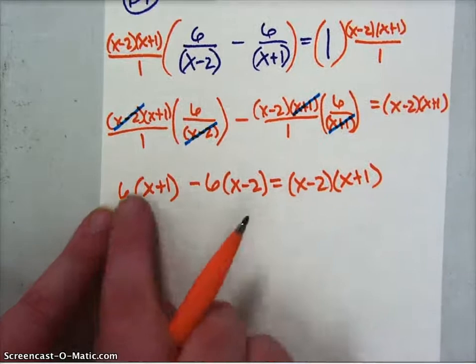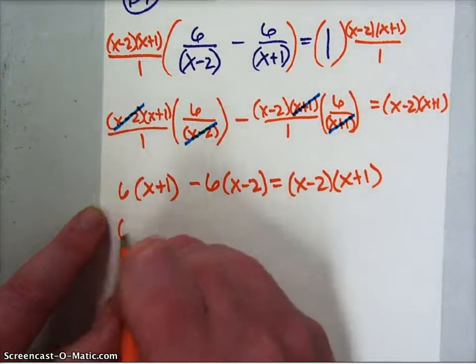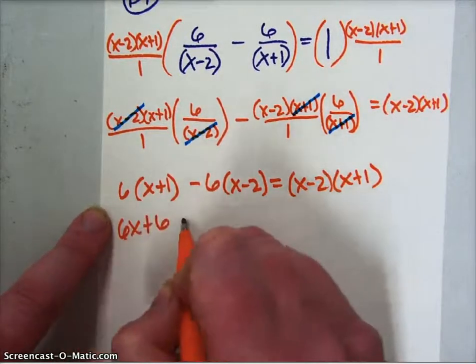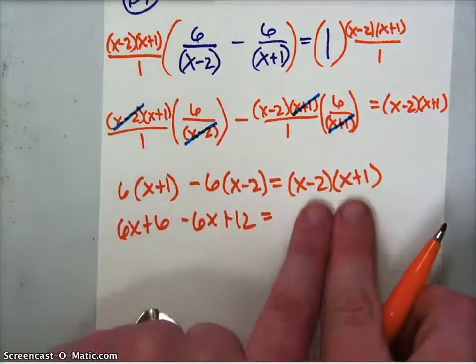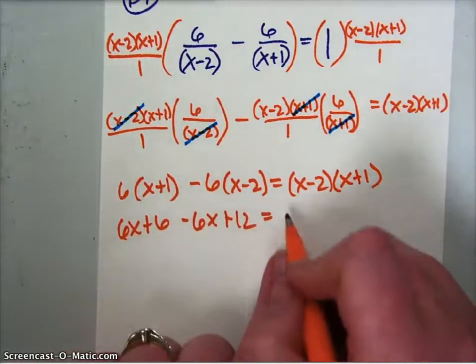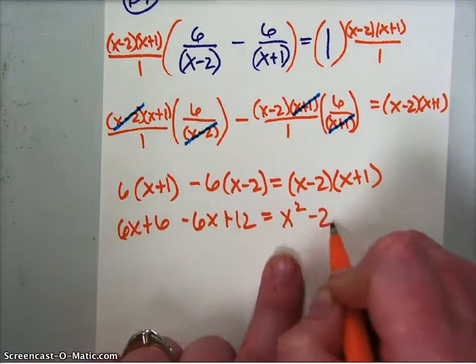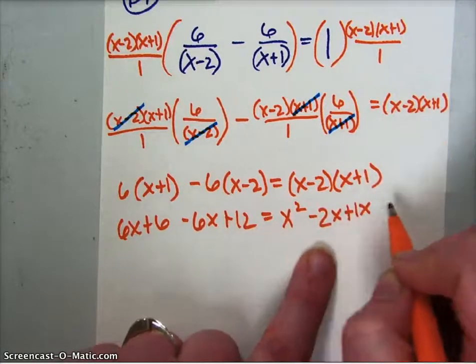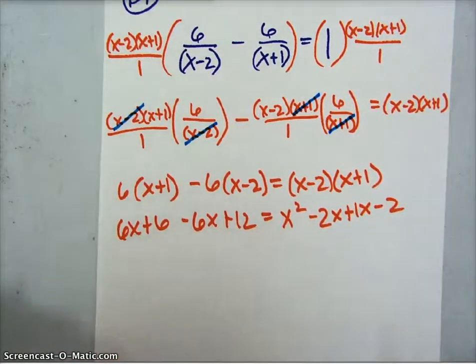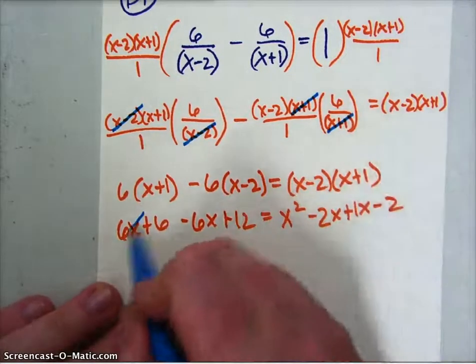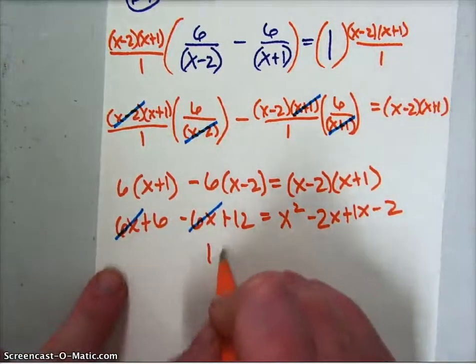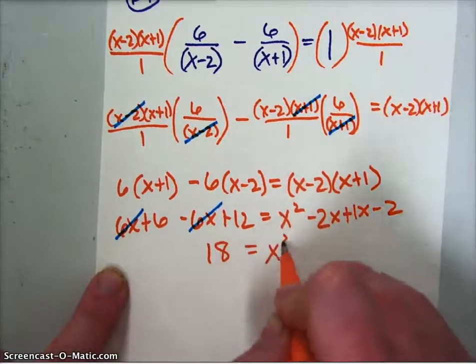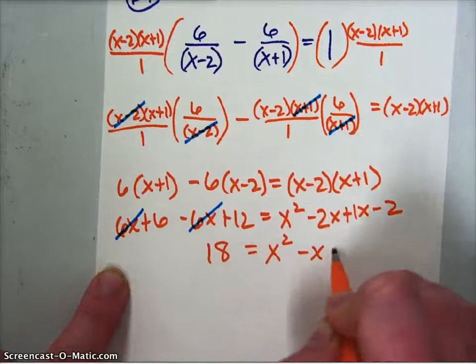Now it's just a matter of distributing, getting rid of all those parentheses. So 6x plus 6 minus 6x plus 12 equals, how do we multiply binomials, we FOIL. So x squared minus 2x plus 1x minus 2. Okay, now we're going to combine some like terms. On the left-hand side, 6x and negative 6x cancel. So we have 18 equals x squared minus x minus 2.